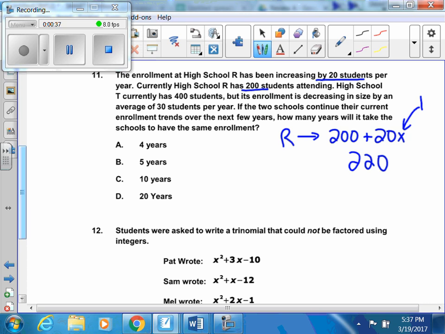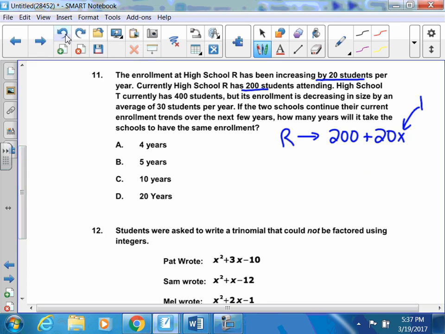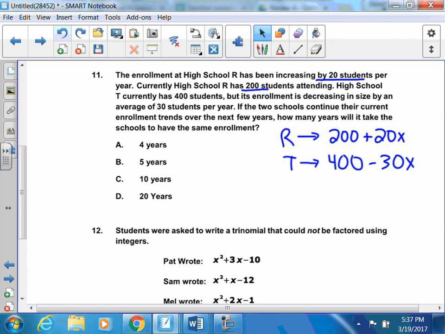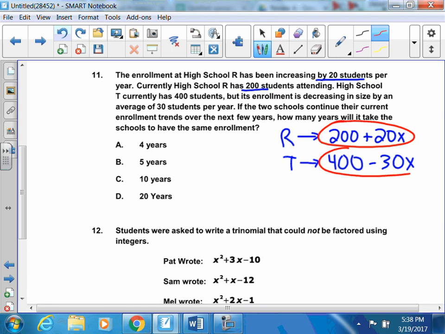Okay? Now, the other high school, T, has 400 students, but they are decreasing by 30 students per year. So we're going to minus 30, and then X represents the number of years. When will they have the same enrollment? So depending on the year, this represents the number of students at high school R. This represents the number of students at high school T.